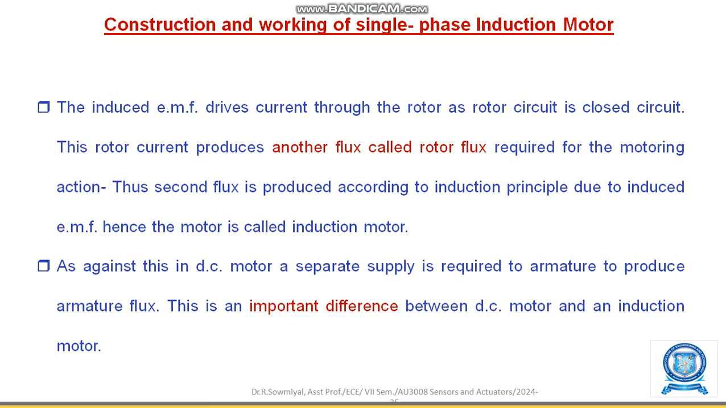The induced EMF drives current through the rotor as the rotor circuit is a closed circuit. This rotor current produces another flux called rotor flux required for the motoring action. Thus secondary flux is produced according to the induction principle due to the induced EMF. Hence the motor is called induction motor. As against this, in the DC motor, a separate supply is required for the armature to produce the armature flux. This is the important difference between the DC and the induction motor.